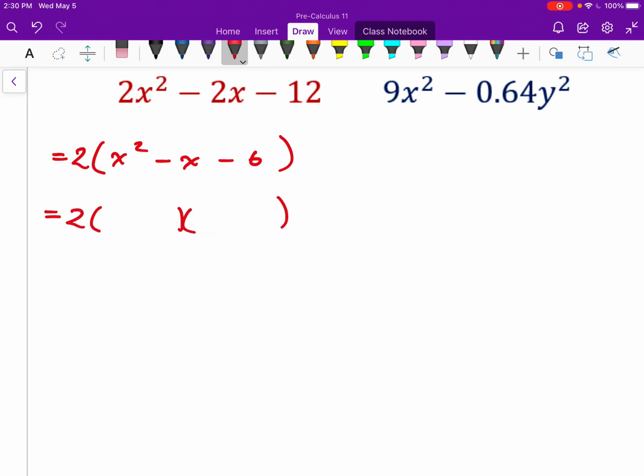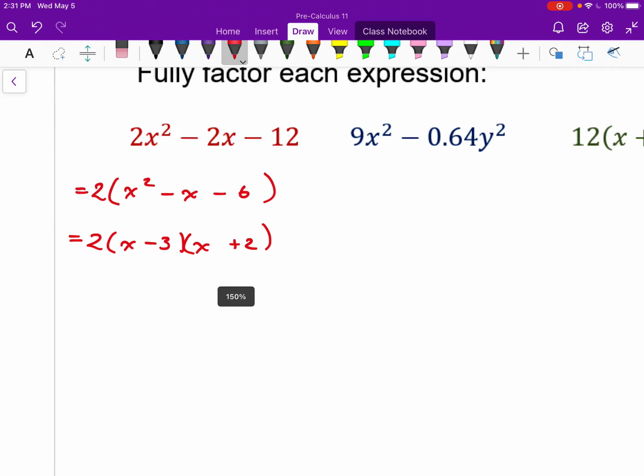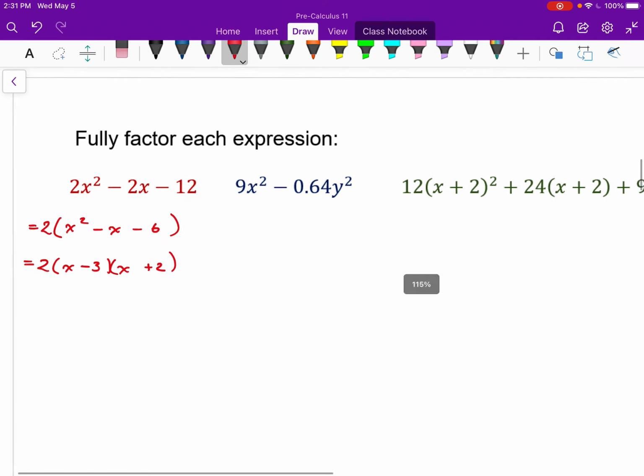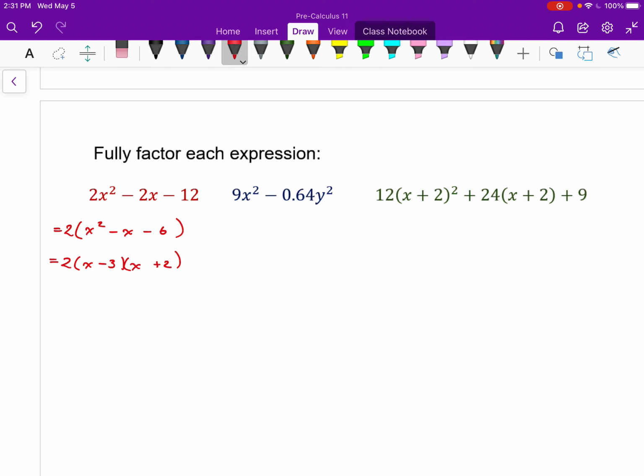There are 2 numbers that multiply to 6 and add to negative 1. Those are negative 3 and positive 2. Now it's been fully factored. Now notice this question, these aren't equations here, these are 3 expressions. They don't equal anything. So I can't say x equals 3 because the expression at the beginning doesn't equal anything.